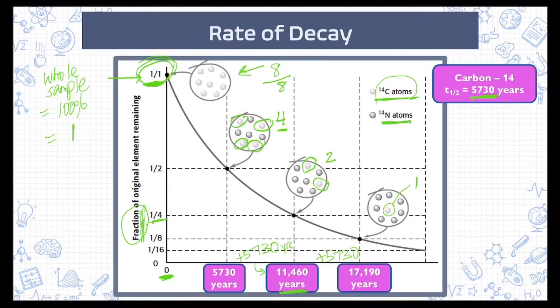8 over 8 equals 1, right? That's 100%. Then after the first half-life passes, we have half, or 50%, of the initial amount. So 4 out of 8 equals half, right? And then in the third picture, we have 2 out of 8. So 2 out of 8 simplified is 1/4.